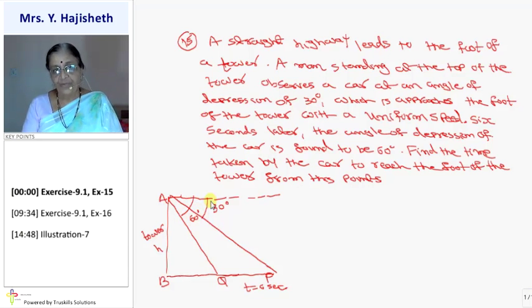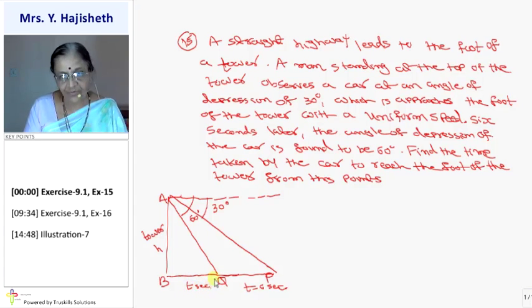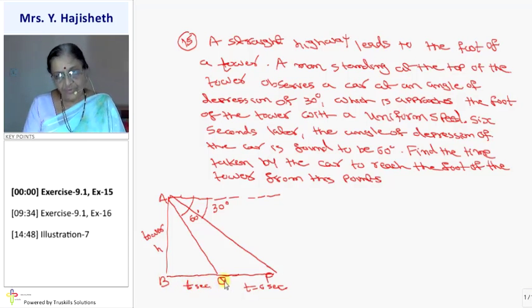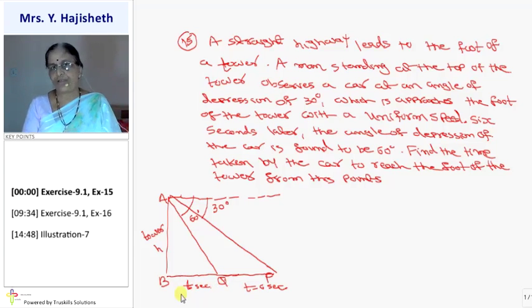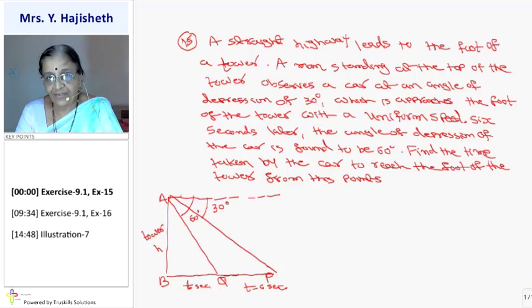Okay, find the time required T second. Time required for a car to reach from point Q to B. So suppose time required for car from Q to B is t second. Then I am asked to find out that t second. Okay? Clear? So sum is based on uniform velocity and distance traveled, time taken, right? Car is moving with a uniform speed and approaches to the foot of the tower.